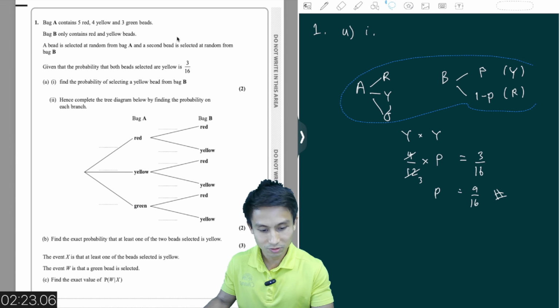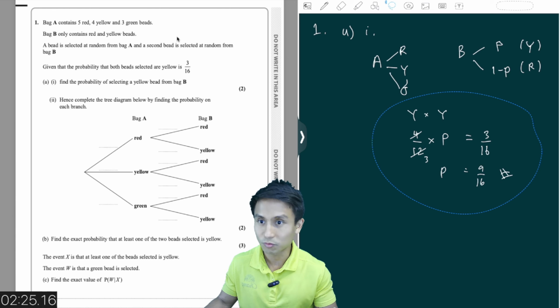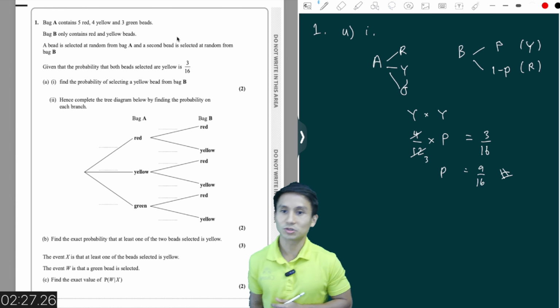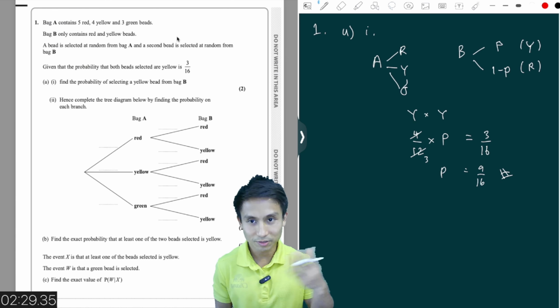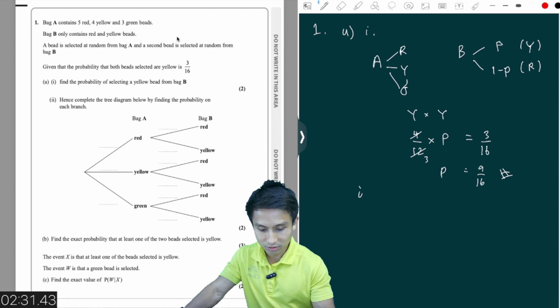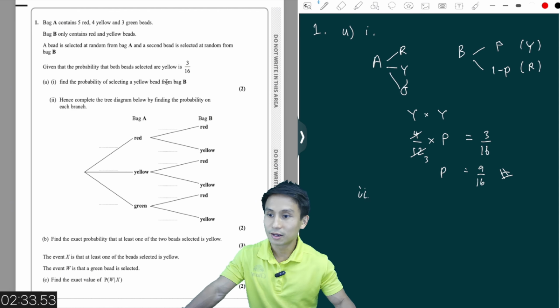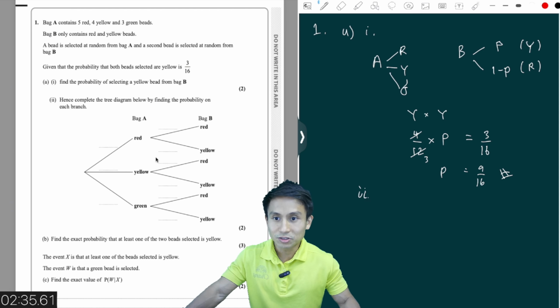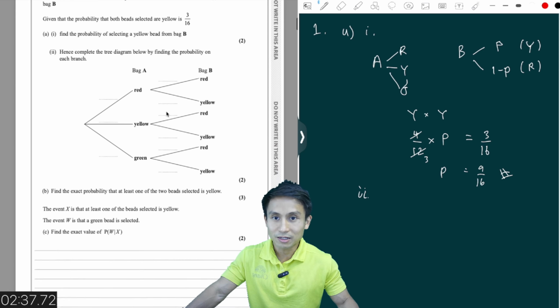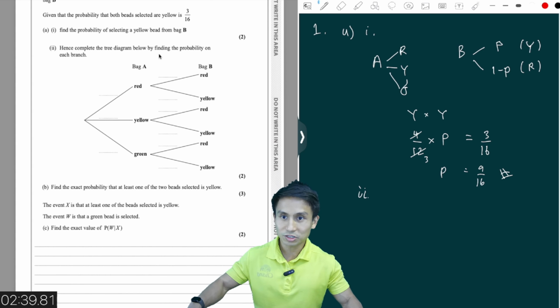Because we want both yellows from both bags, and it's 3/16 as given, so I just solve an equation there. Next, complete the tree diagram below by finding the probability on each branch.